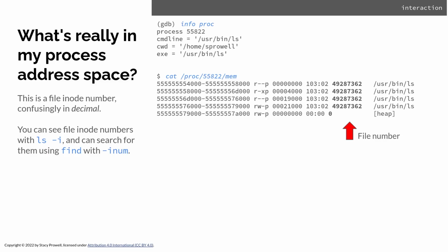So there we go. After that, we have a file number. What is that? That's an inode number. You can see file inode numbers with ls -i, and you can actually search for inode numbers with -inum in find. And so that combination, 103, 02, and the number, actually tells us this file, and proc has been good enough to do all that work for us and then show us the actual path to the file. But this actually specifies it unambiguously.